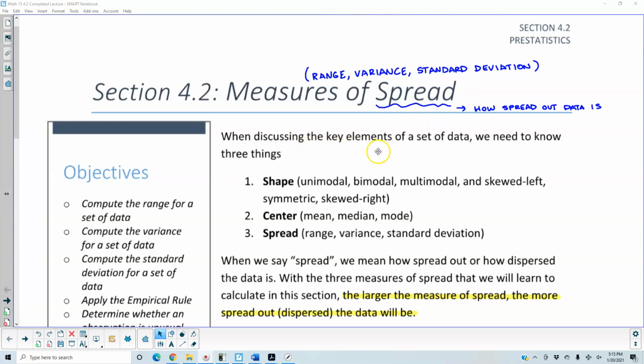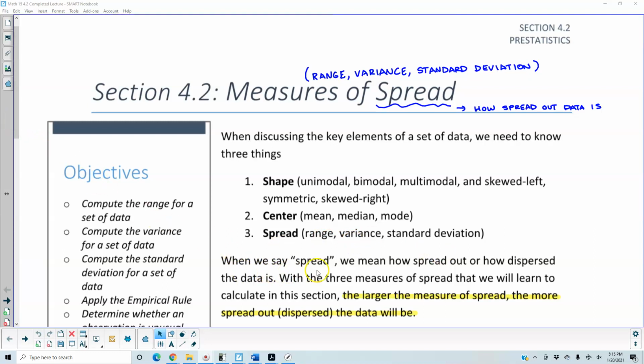Now, when discussing the key elements of a set of data, we need to know three things. One, we need to know the shape, whether it's unimodal, bimodal, multimodal, and skewed left, symmetric, and skewed right. Number two, the center, being the mean, the median, and the mode. And number three is the spread, which contains the range, the variance, and the standard deviation.